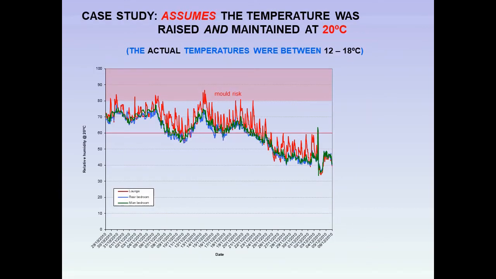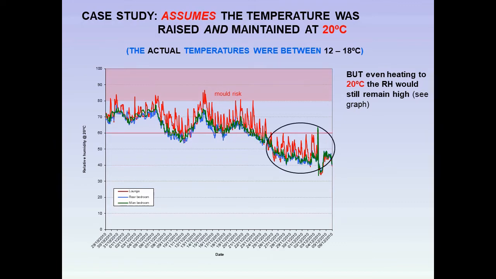This was a case study, and it was cold in the house. The actual temperatures were between 12 and 18 degrees. So we recalculated these conditions, and this now assumes the temperature was raised and maintained at 20 degrees, and we finish up with the graph we can see. But even doing this, raising the heating to 20 degrees, the relative humidity would still remain high. You can see this on the left side of the graph. It's averaging 70 roughly.